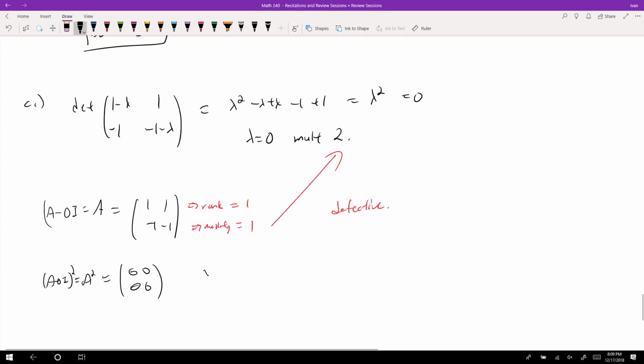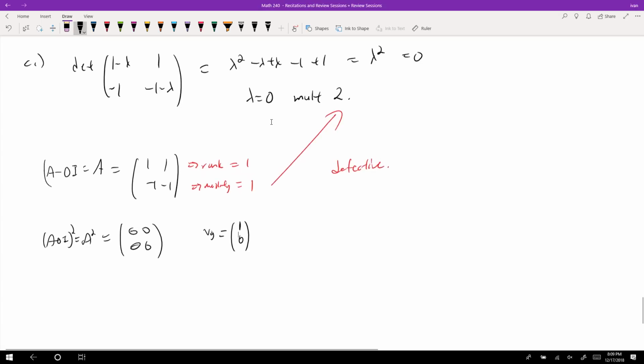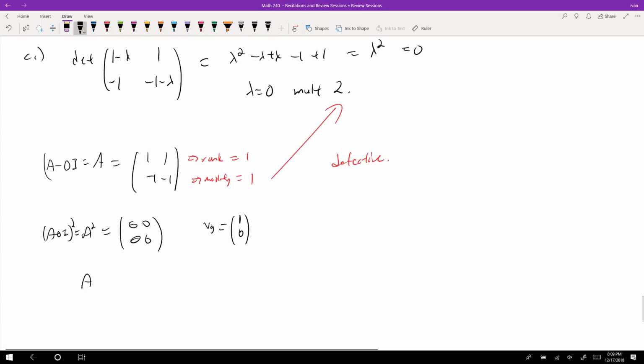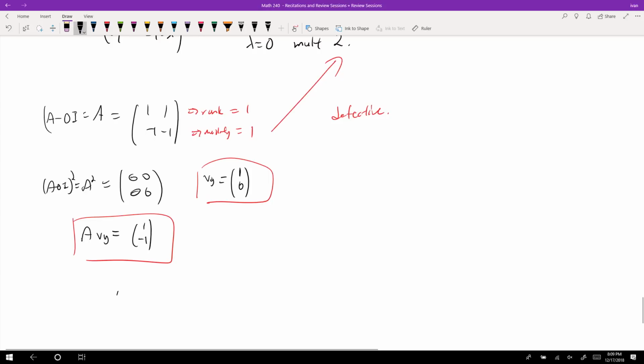So find a generalized eigenvector. We're just going to take 1, 0. And then A times VG is equal to 1, -1. So here's the generalized eigenvector, here's the actual eigenvector. And then for my system, that's C1 e to the 0t times 1, -1 plus C2 e to the 0t times t 1, -1 plus 1, 0.